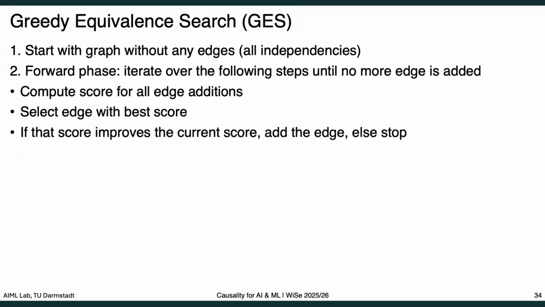It's a greedy approach, right? So we iterate over all possible edge additions, compute the score for them, select the edge that has the best score. And if that score improves the score of the current graph, then we add the edge. If the best score on this next step does not turn out to improve the graph, well, then nothing improves the graph. So then we stop.